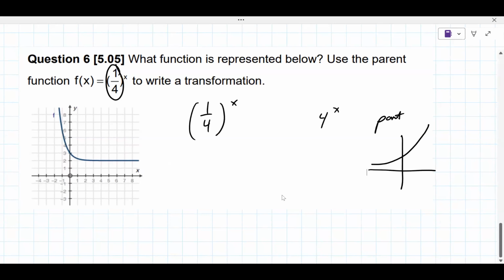And then this 1/4, what it does is it actually becomes a decay function. So the transformation is a reflection over the y-axis like that. Okay. Questions on that?